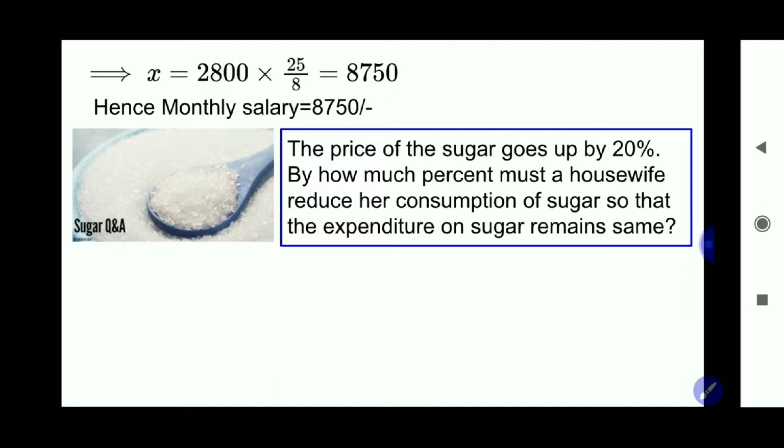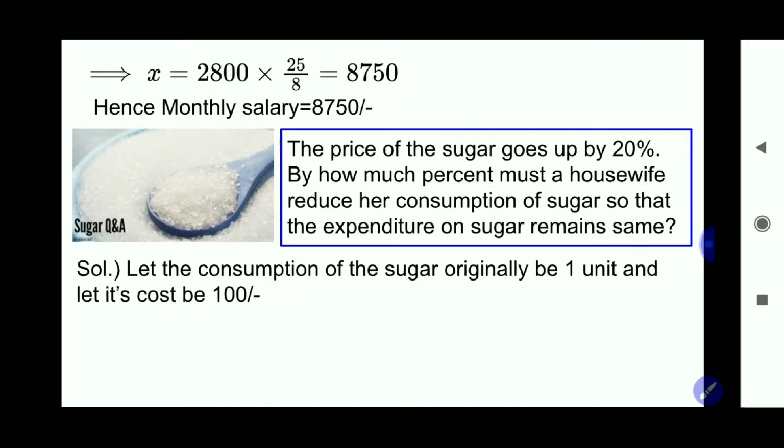By how much percent must a housewife reduce her consumption of sugar so that the expenditure on sugar remains the same? Let the consumption of sugar originally be 1 unit and let its cost be 100 rupees. Now it is increased by 20%. So now 120 rupees yields 1 unit of sugar.